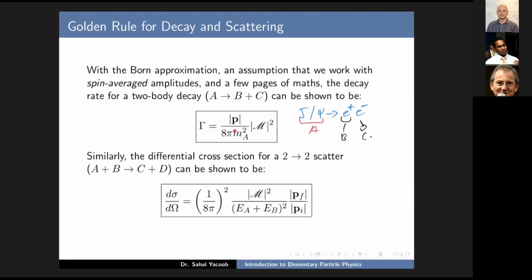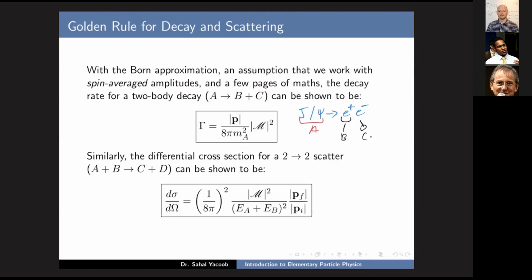So what's on the bottom here is the total energy in our initial state, which is just the mass of the particle. And this momentum is the 3-momentum, the magnitude of the 3-momentum of either of these particles in that same frame. So this is all the kinematic bits. And then the matrix element term here will tell us if the thing we're trying to calculate is actually allowed. And that's where the physics is.